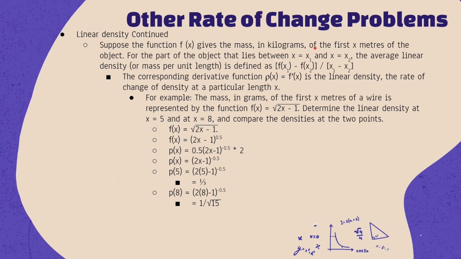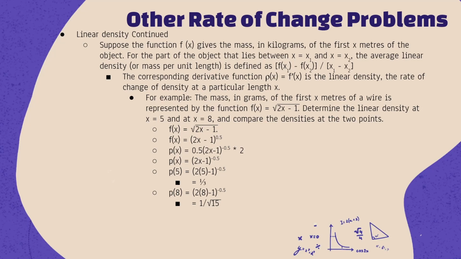Again, this sounds a little bit complicated because there are so many of the same variables everywhere, so let's do a simple example. The mass in this case is given in grams for the first x meters of a wire, and it is represented by the function f of x equals the square root of 2x minus 1. We need to determine the linear density at x equals 5 and x equals 8, and then compare the two densities at the points.